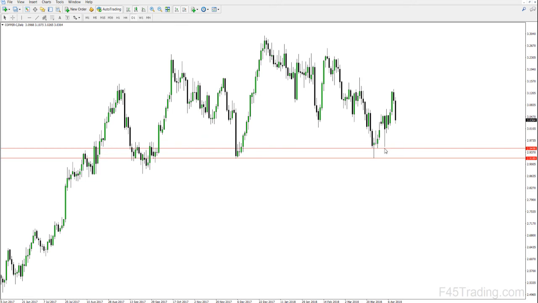If they start breaking these lows in here, then I'll be changing my stance, but so far I like the action off of here, and I think we could see higher prices going into next week, so we'll come back to that one.